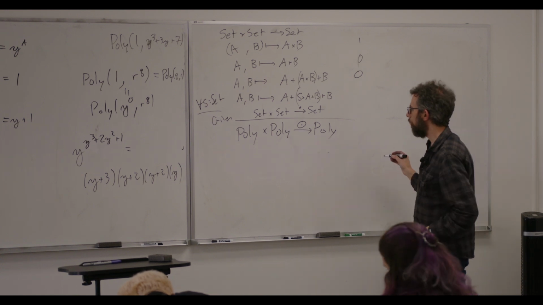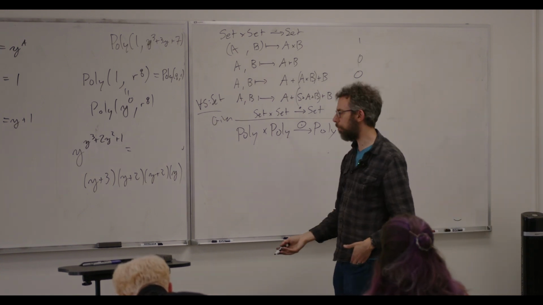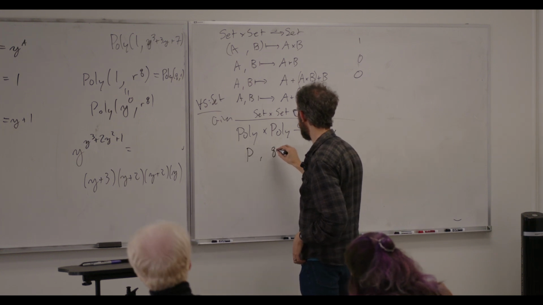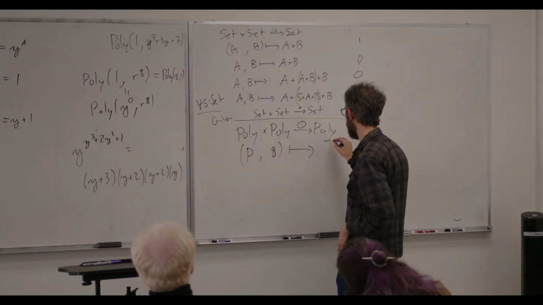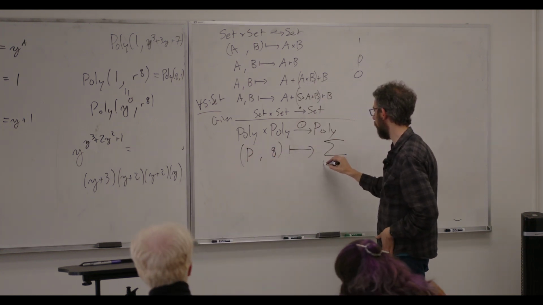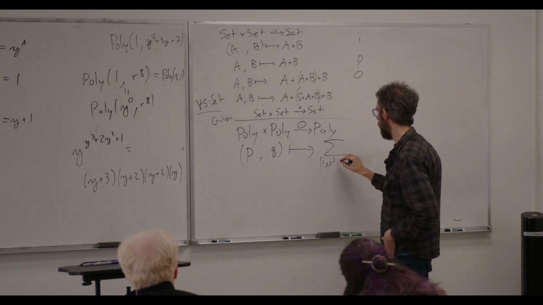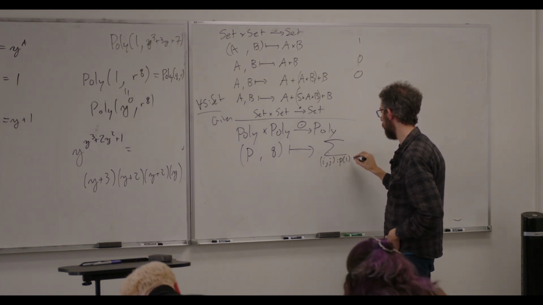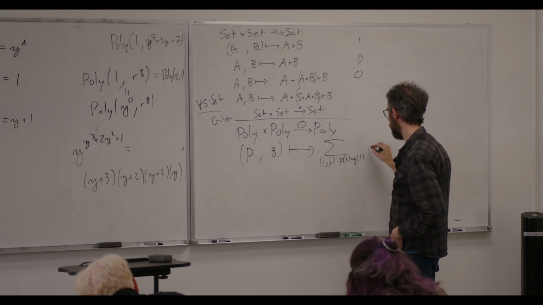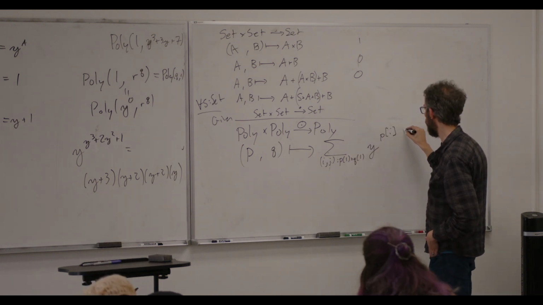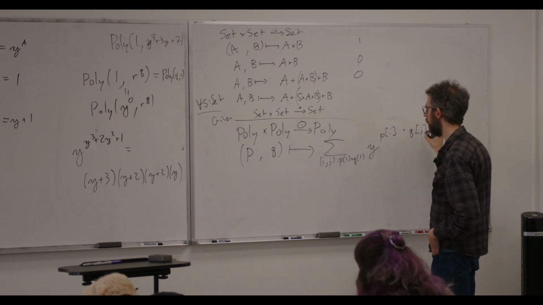That's going to be day convolution. You don't have to know what that is. You can go look it up on Wikipedia or nLab or whatever. So it's going to take P and Q, and it's going to return a new polynomial, which is the sum over all pairs of a position in P and a position in Q of y to the P bracket I dot Q bracket J.